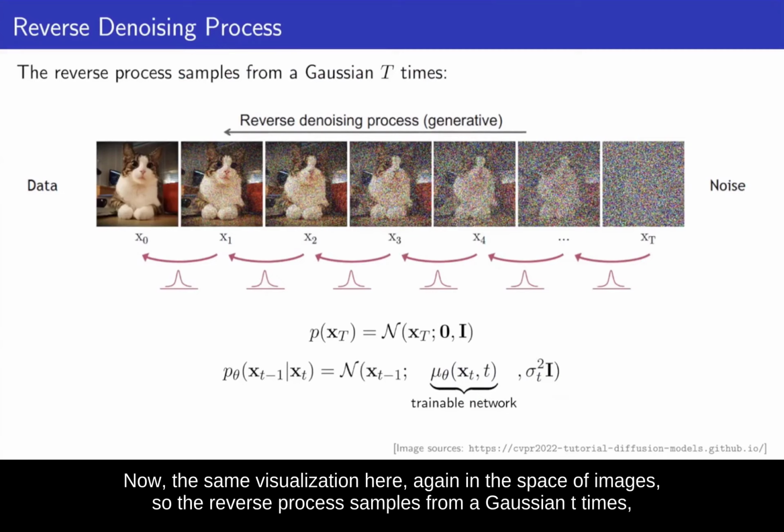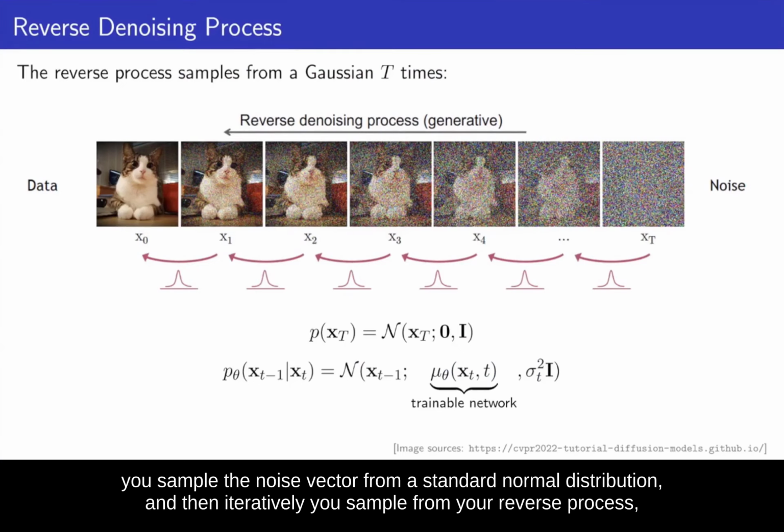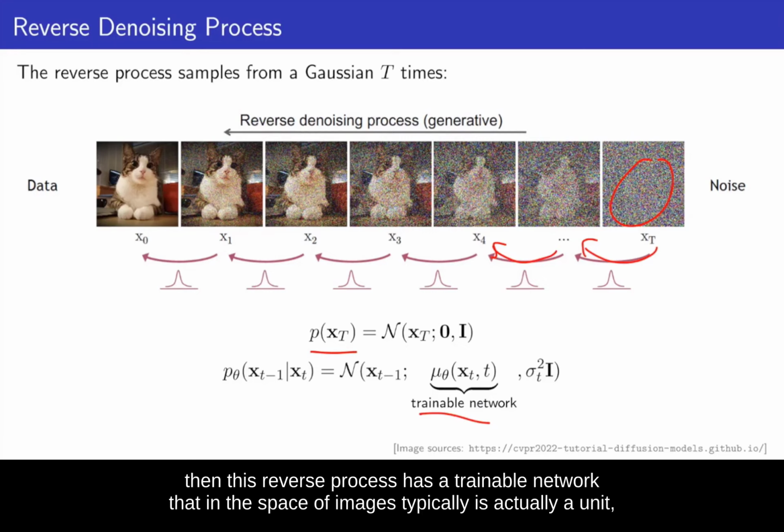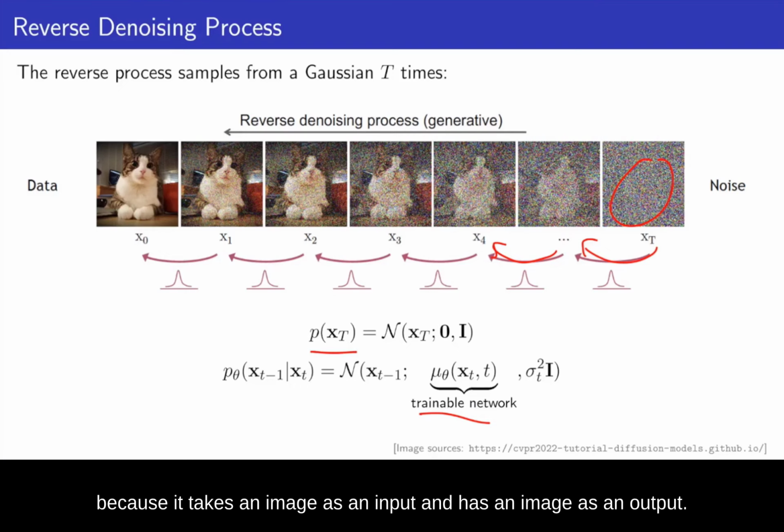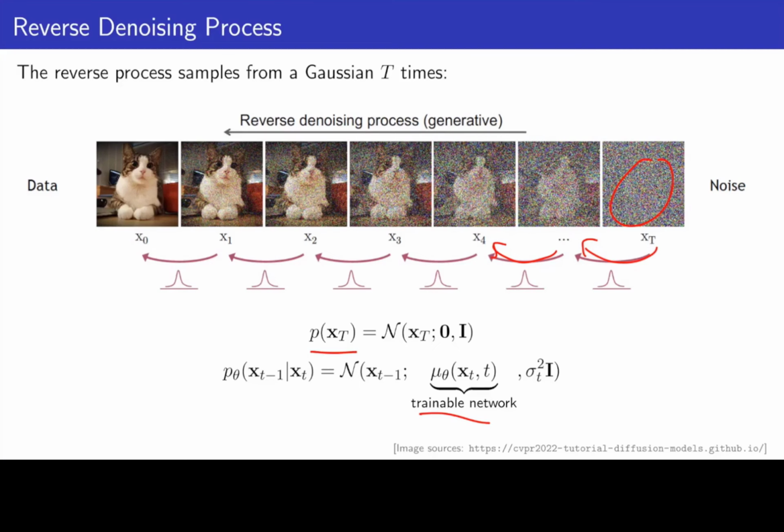Now, the same visualization here, again in the space of images. So the reverse process samples from a Gaussian T times. You sample the noise vector from a standard normal distribution, and then iteratively you sample from your reverse process. This reverse process has a trainable network that in the space of images is typically a UNet, because it takes an image as an input and has an image as an output.